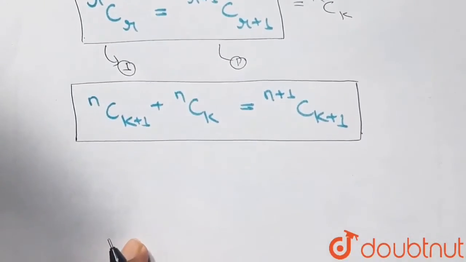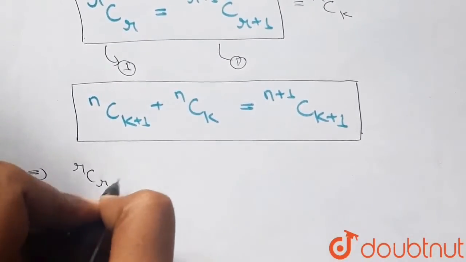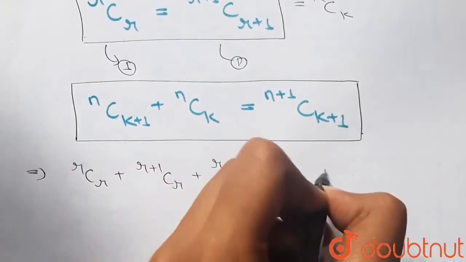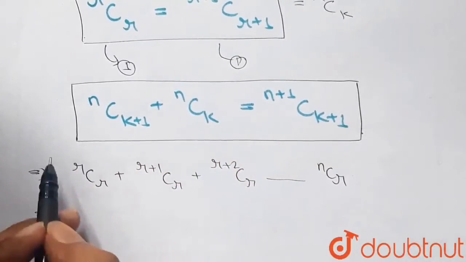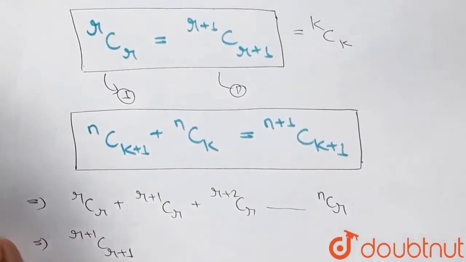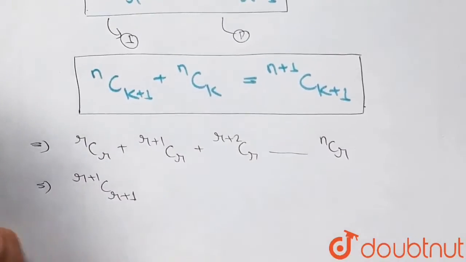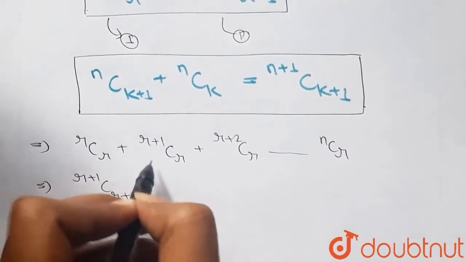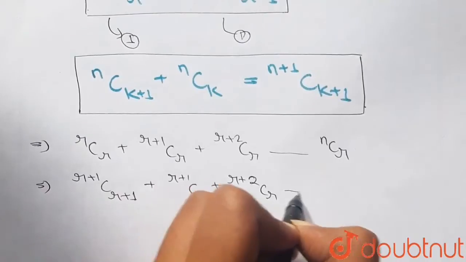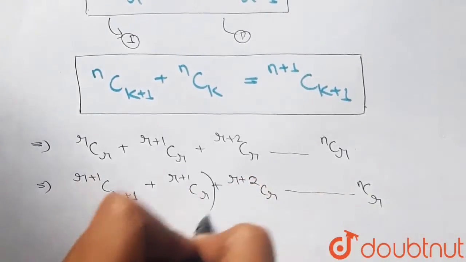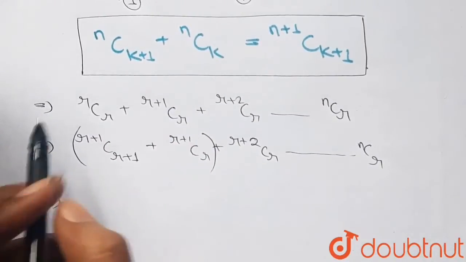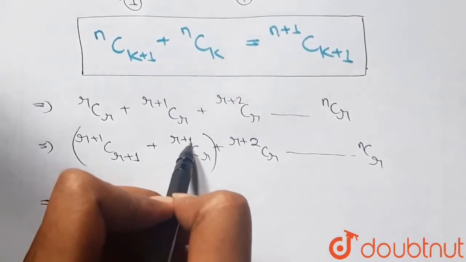Now let me write down the given series. That was rCr plus (r+1)Cr plus (r+2)Cr up to nCr, right? So I can write this rCr as (r+1)C(r+1), using the first property. So this will become (r+1)C(r+1) plus the rest will remain the same: (r+1)Cr plus (r+2)Cr up to nCr. So I'm taking these two terms in consideration. Now here we have r+1, and here also it is r+1.